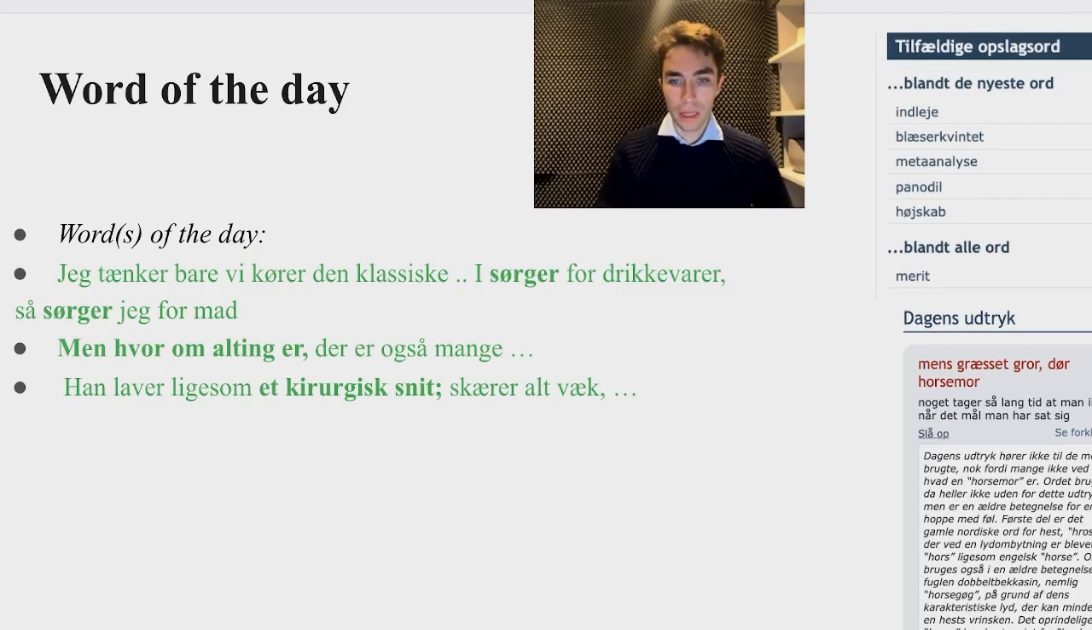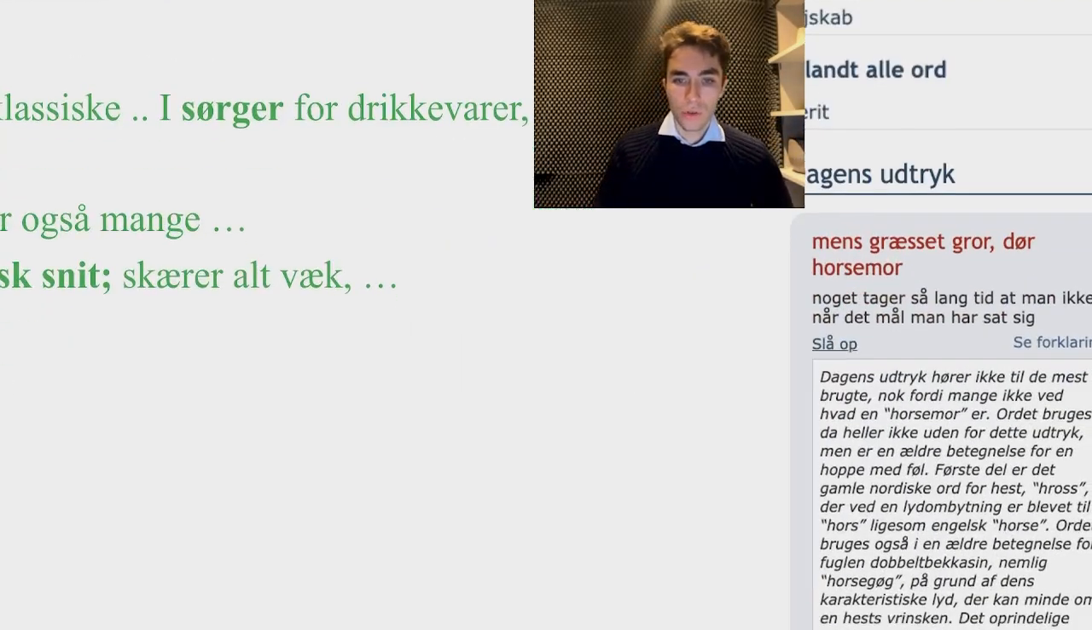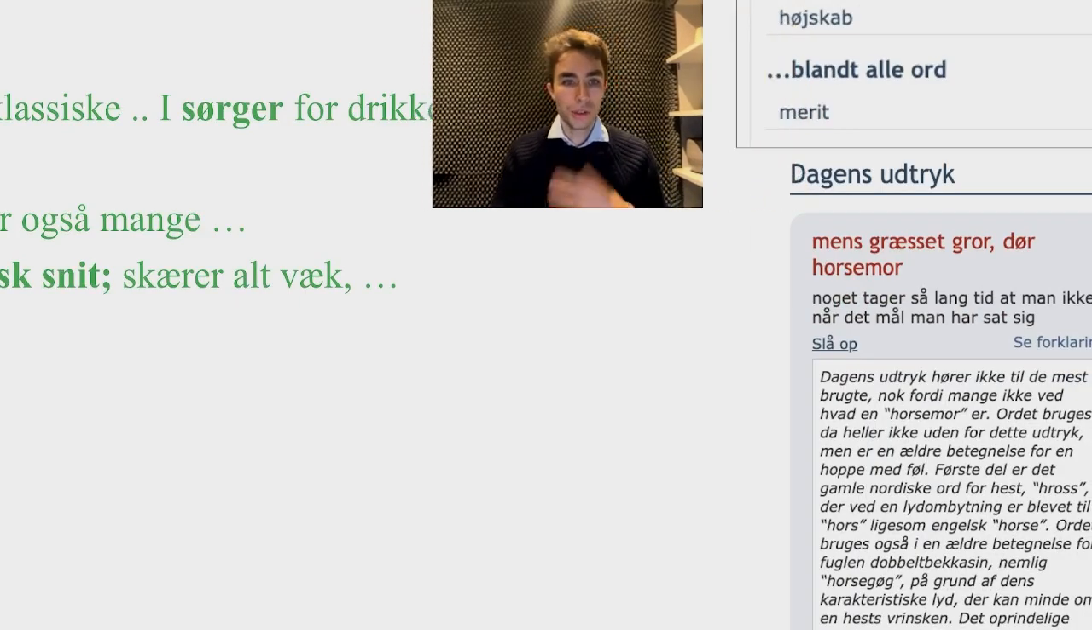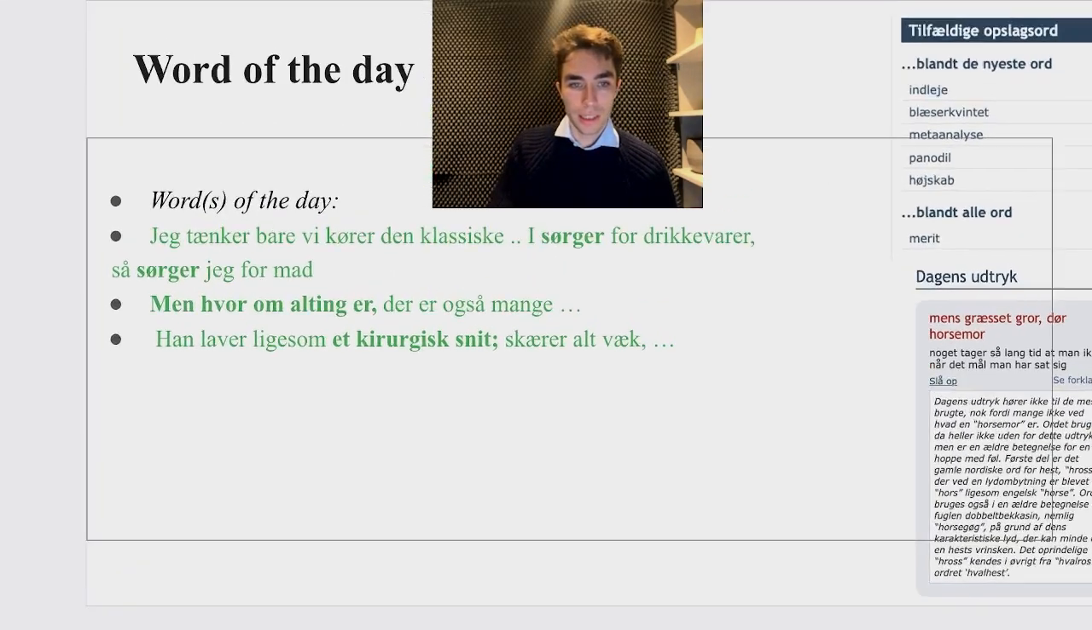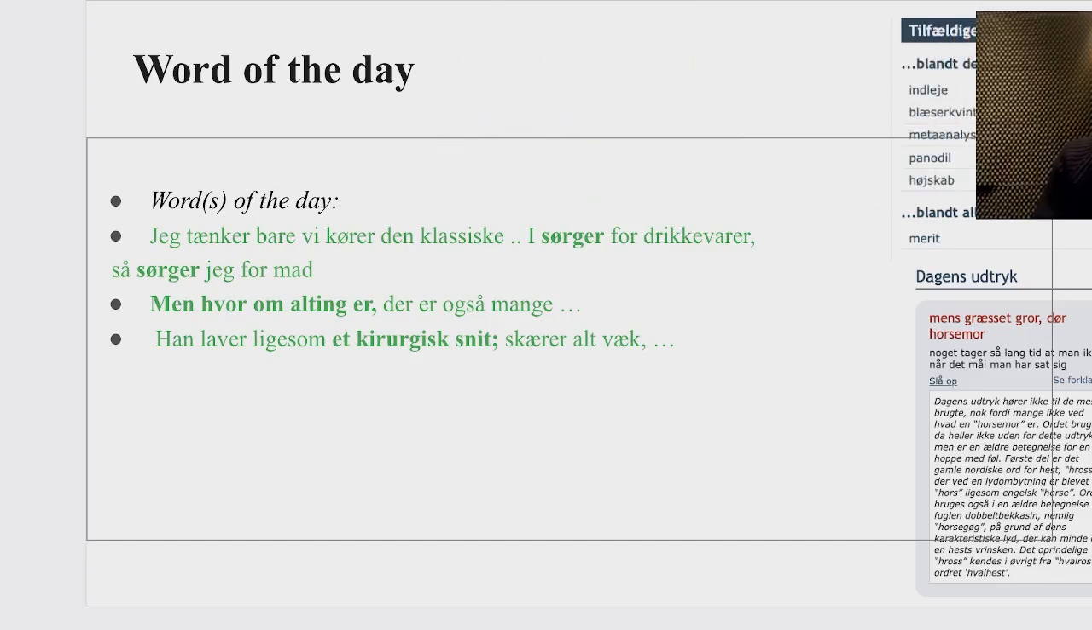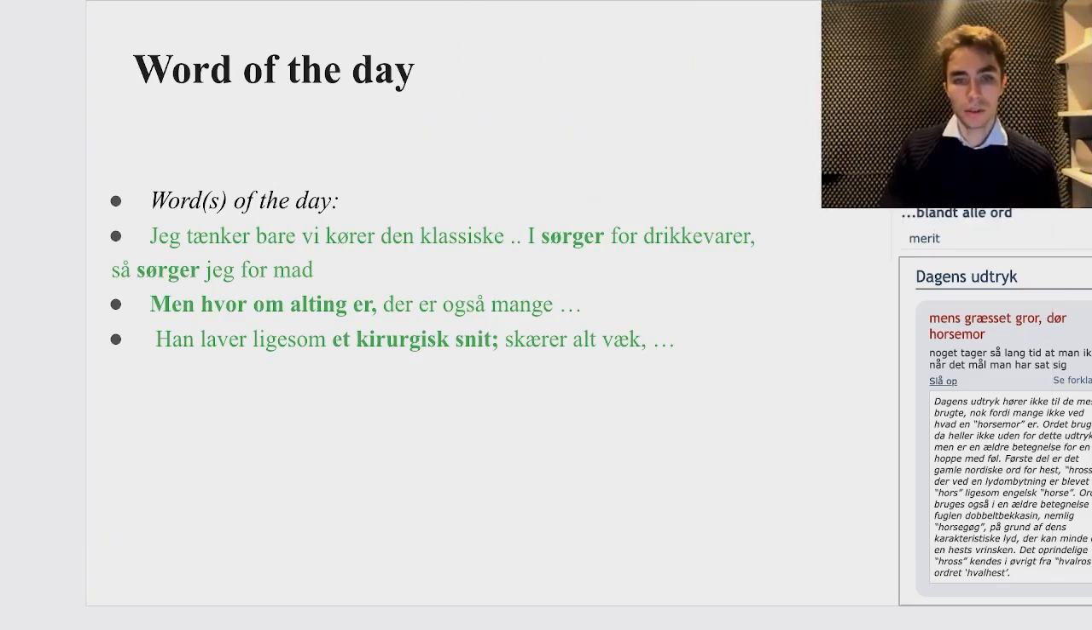And then down here in the bottom right, we have this thing which I call the official word of the day. And this can be a word, or as you can see here, it can be an expression. So this is the word or the expression of the day that the official Danish dictionary has chosen. And I won't go into too much what it is today, but there will be an explanation in this box where the word is, where you can see what it means and why it's interesting.